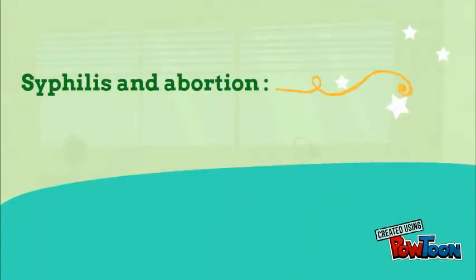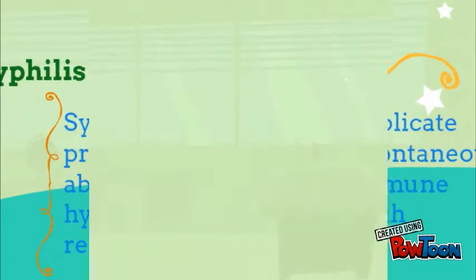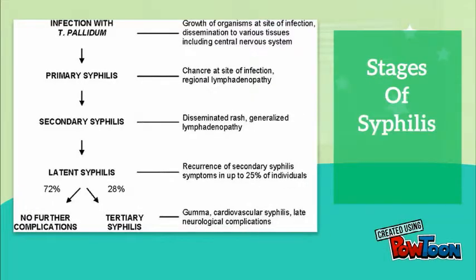Syphilis and abortion. Syphilis can seriously complicate pregnancy and result in spontaneous abortion, stillbirth, non-immune hydrops, and intrauterine growth restriction. Stages of syphilis and its clinical findings: in primary syphilis, chancre at the site of infection and regional lymphadenopathy. In secondary syphilis, disseminated rash and general lymphadenopathy. In tertiary syphilis, gumma, cardiovascular syphilis, and late neurological complications.